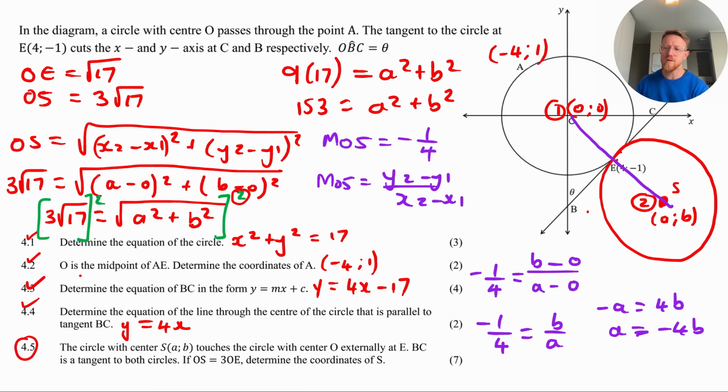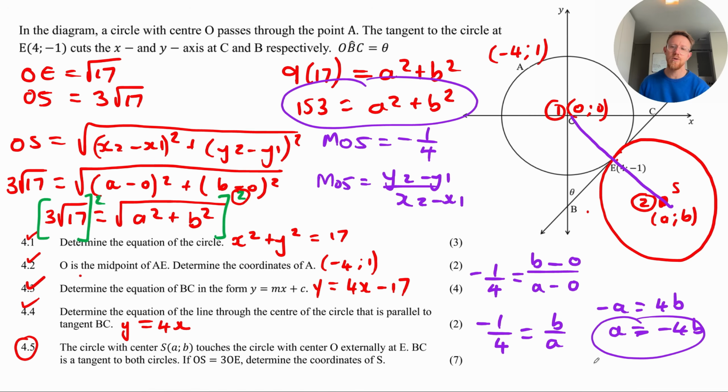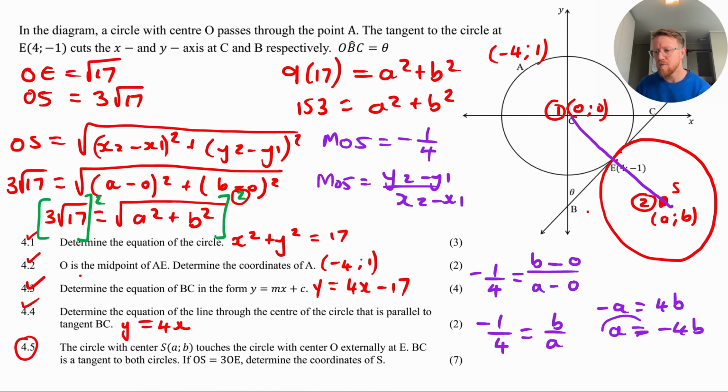Now, how beautiful is this? We've got two very simple looking equations, two unknowns. We know what to do from here, don't we? And so I'm just going to go plug this equation into here. And so we'll end up with 153 equals, now I'm going to replace the a with minus 4b, and then it's squared, like we can see over there, plus b squared.